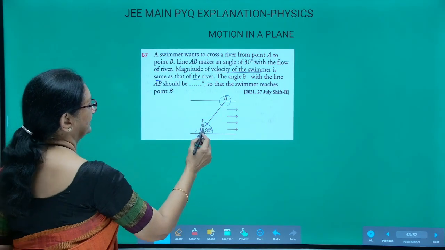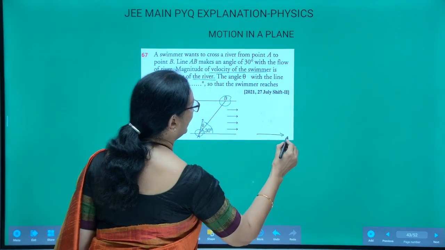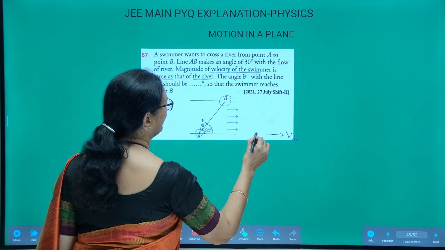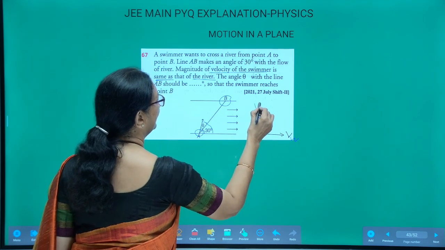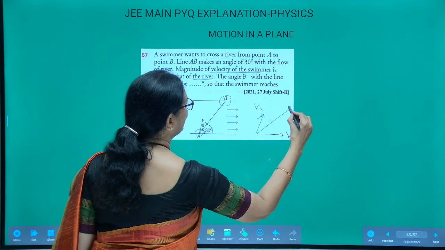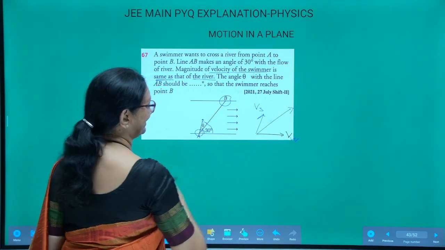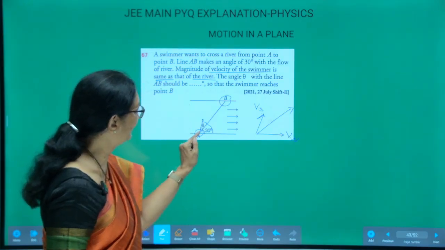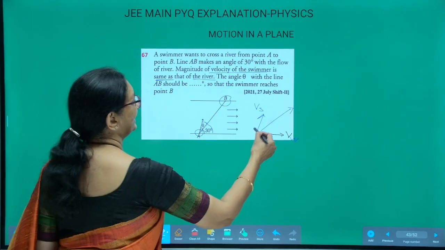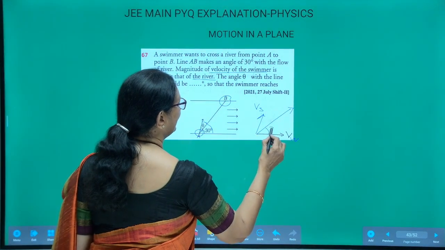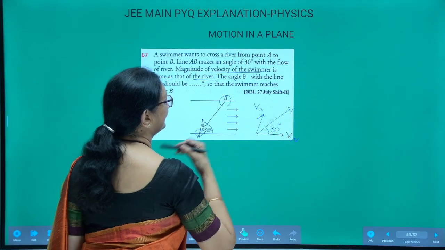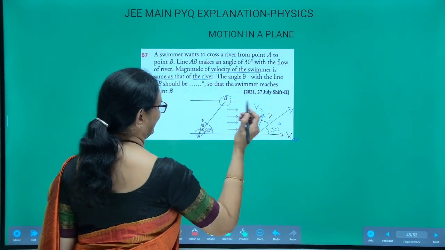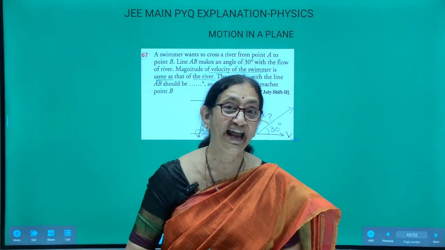See here, this is the direction of velocity of water, and this is the direction of velocity of the swimmer. And this is the direction of their resultant, because as a result of water velocity, the swimmer finally took this path. So, this is the direction of the resultant. Resultant is making an angle 30 degrees with the flow of water. What is this angle? That is the question.